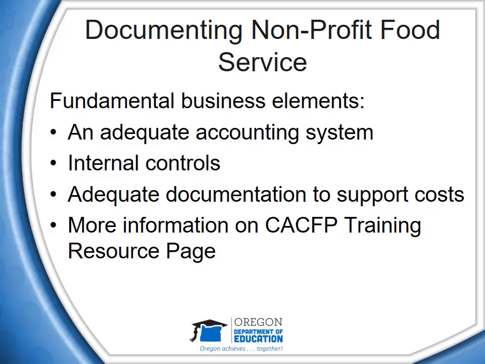These elements are the framework of a financial management system and are necessary to document the proper and efficient use of federal funds. The elements include an adequate accounting system that tracks the revenues and expenses of the organization by program, internal controls, which are the policies and procedures of the organization that are designed to ensure the program achieves its intended result and identify allowable costs, and adequate documentation, which includes maintaining all source documents. These are the original records that contain the details to support transactions entered into the accounting system.